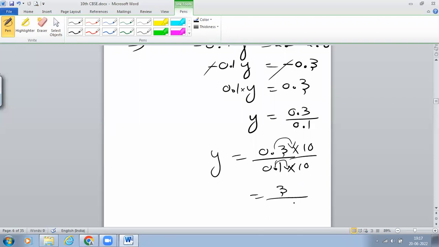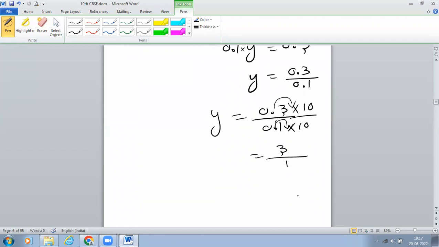Now what is 0.1 into 10? That is 1. So the answer is, what is 3 by 1? 3 by 1 is nothing but 3. Hence the value of y is equal to 3. For this question, what is the value of y? 3. Yes, we got the value of y as 3.